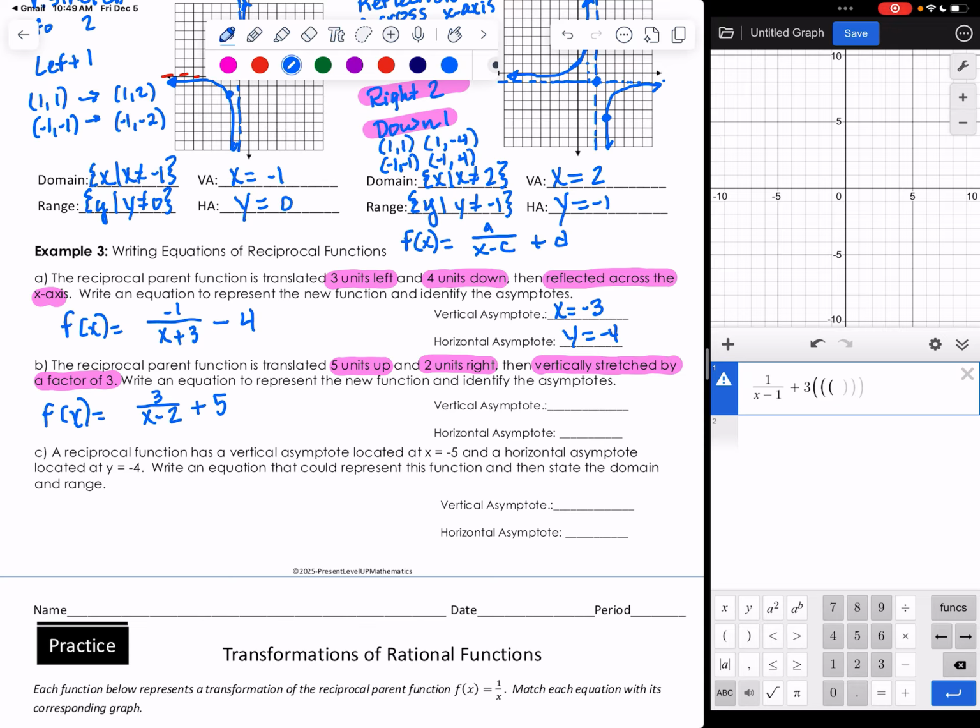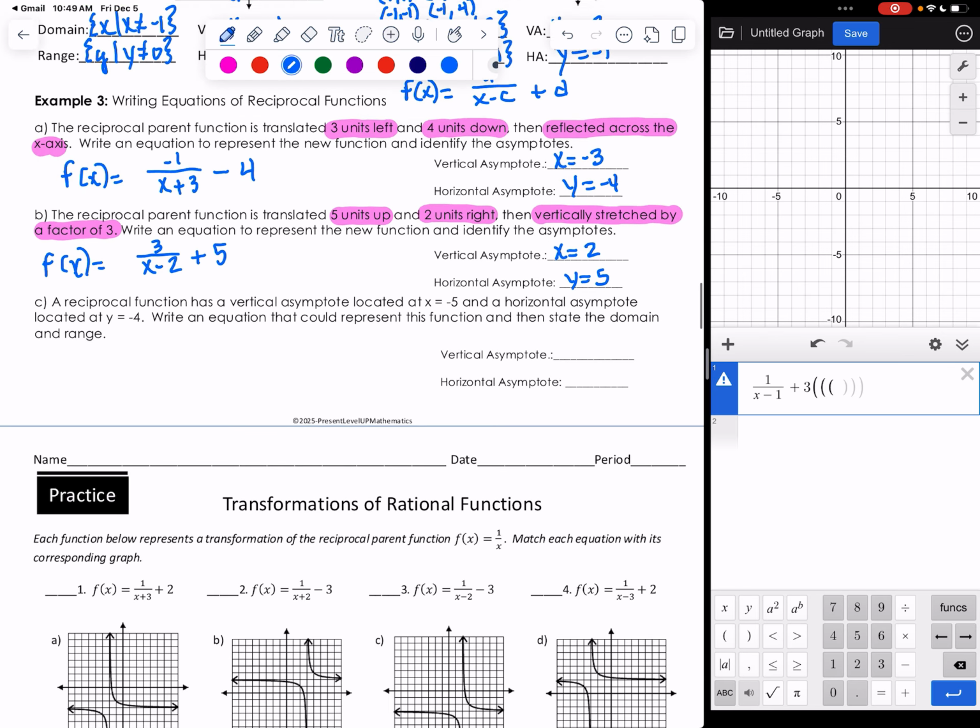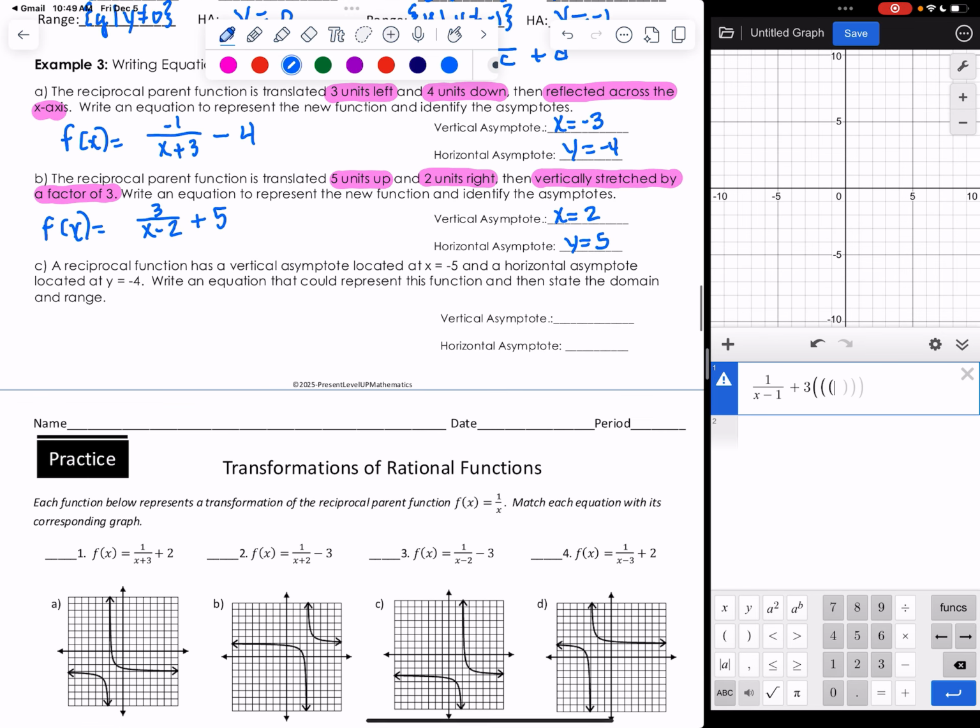So our vertical asymptote would be x equals 2. Our horizontal asymptote, y equals 5. The 3 in the numerator does not affect your asymptotes at all. Okay. Problem C. A reciprocal function has a vertical asymptote at x equals negative 5 and a horizontal asymptote at y equals negative 4. Write an equation that could represent this function and state the domain and range.